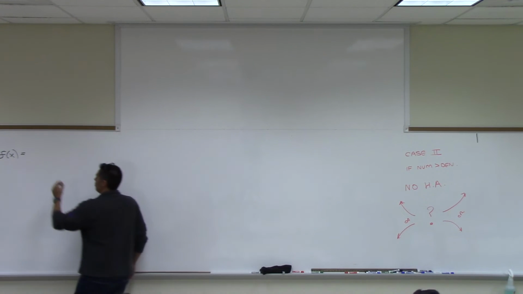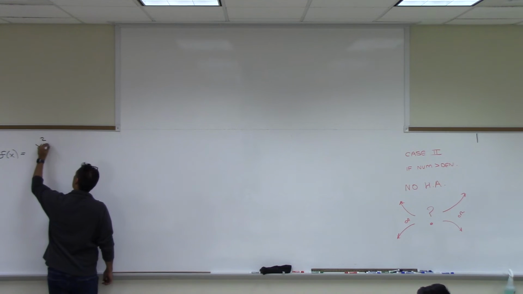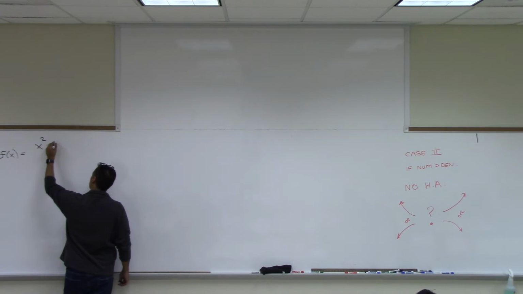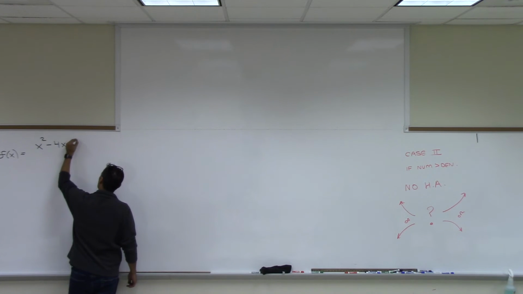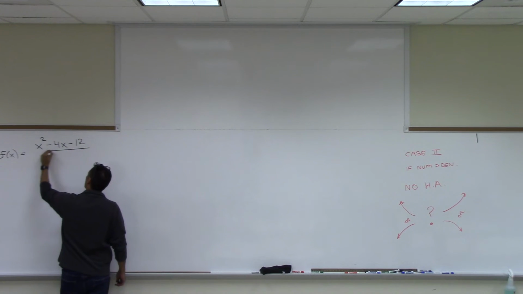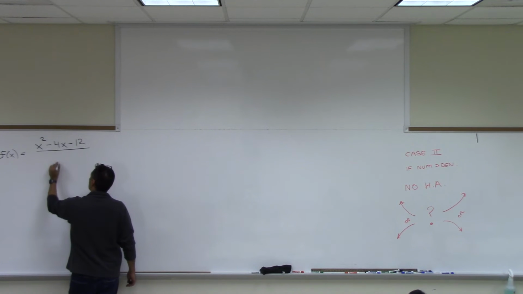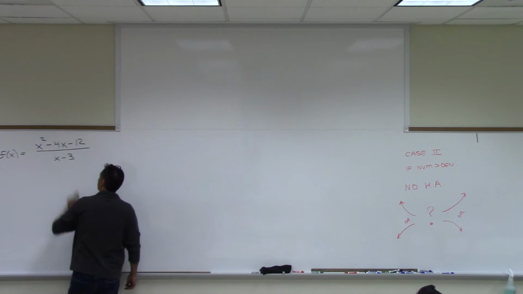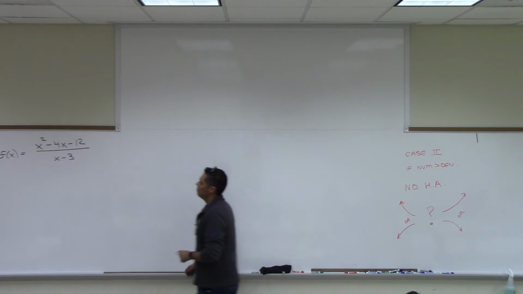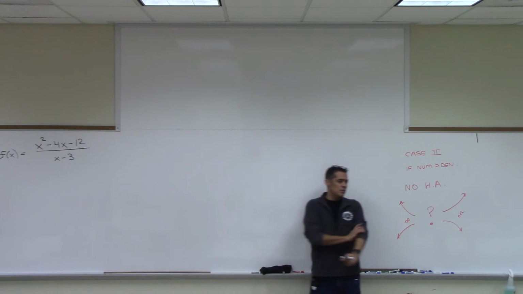So how about we do x squared minus 4x minus 12 over x minus 3. I want us to sketch this rational function.